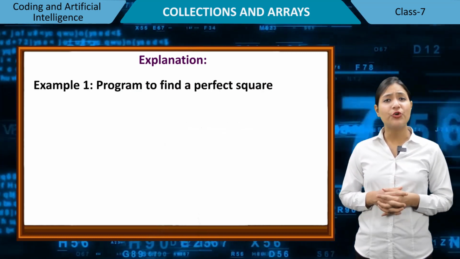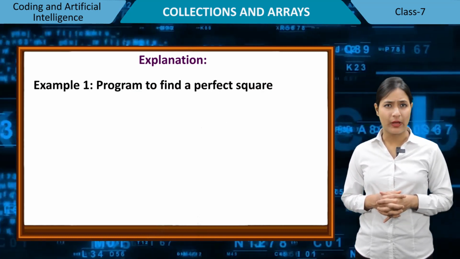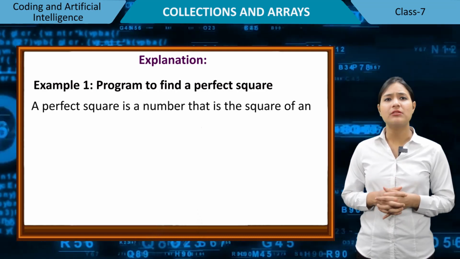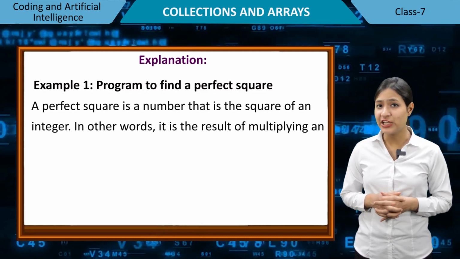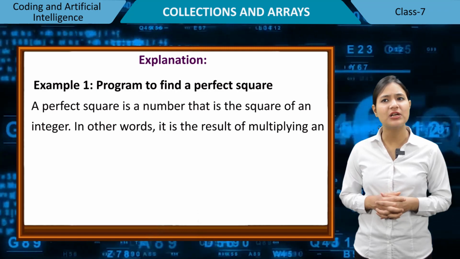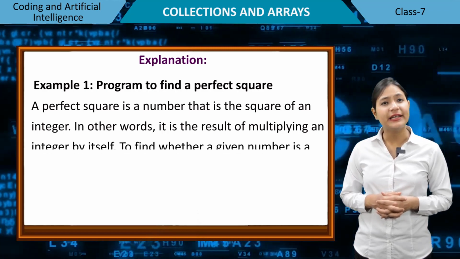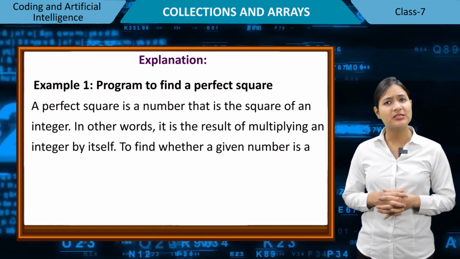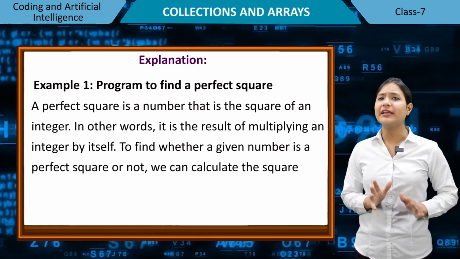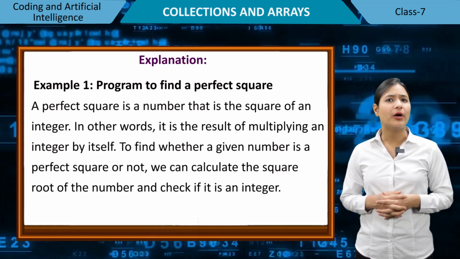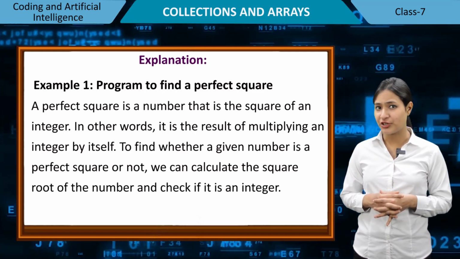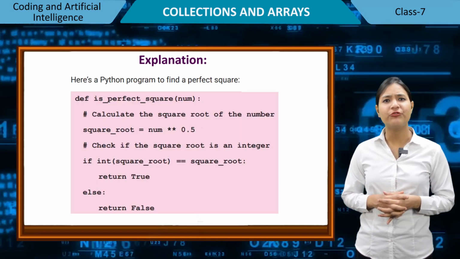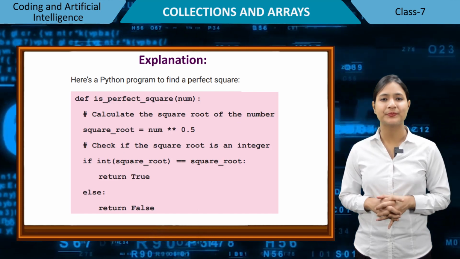Example 1. Program to find a perfect square. A perfect square is a number that is a square of an integer. In other words, it is the result of multiplying an integer by itself. To find whether a given number is a perfect square or not, we can calculate the square root of the number and check if it is an integer. Here is a Python program to find a perfect square.